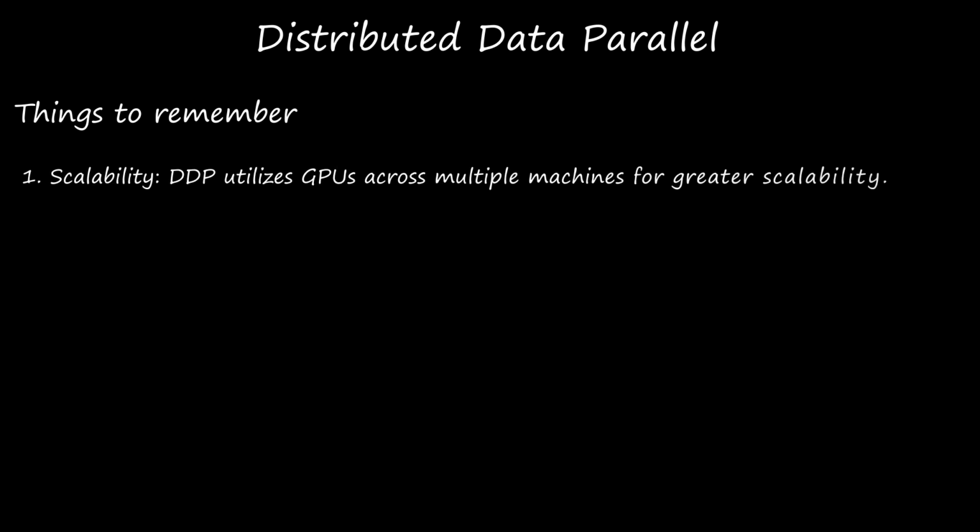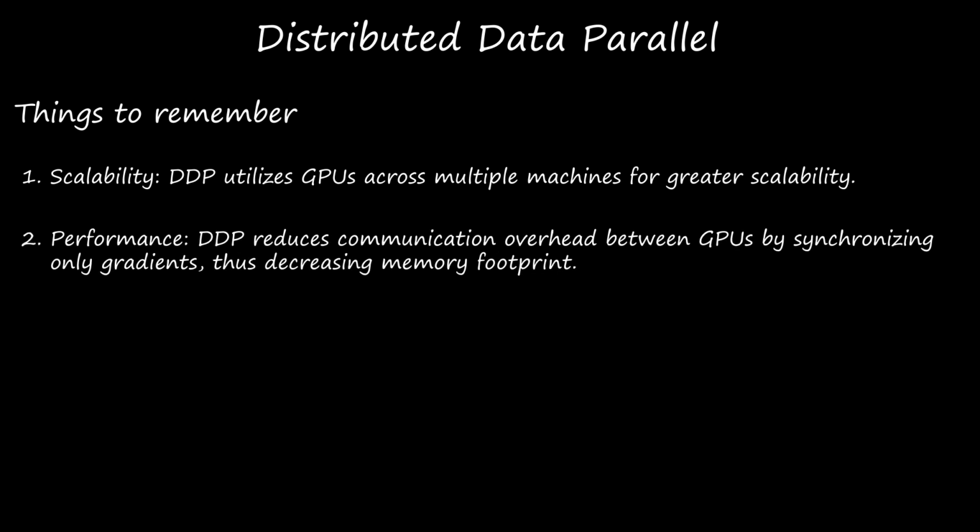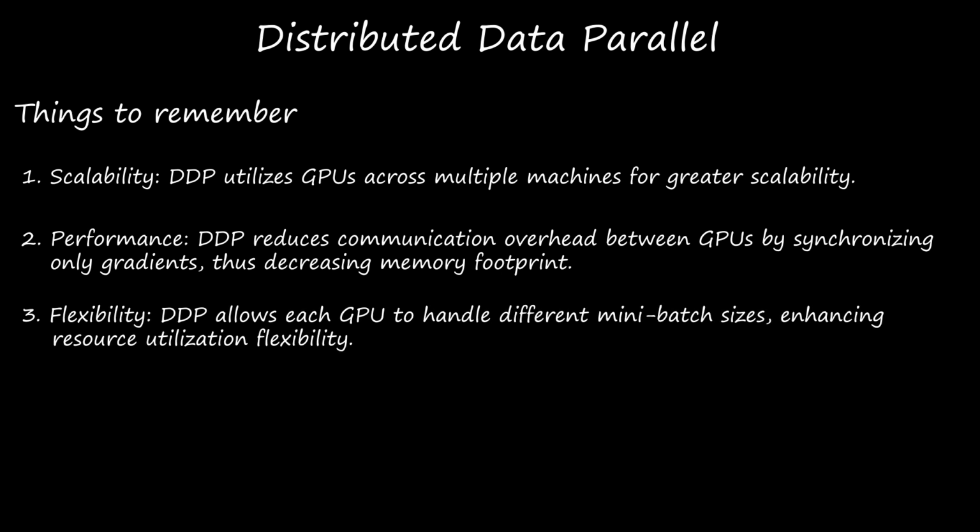Here are 3 points that you can remember from this video. As mentioned earlier, DDP can utilize GPUs across multiple machines, allowing for greater scalability. DDP reduces the computational overhead between GPUs by only synchronizing the gradients, which ultimately reduces the memory footprint. DDP allows each GPU to process a different mini batch size, enabling greater flexibility in resource utilization.